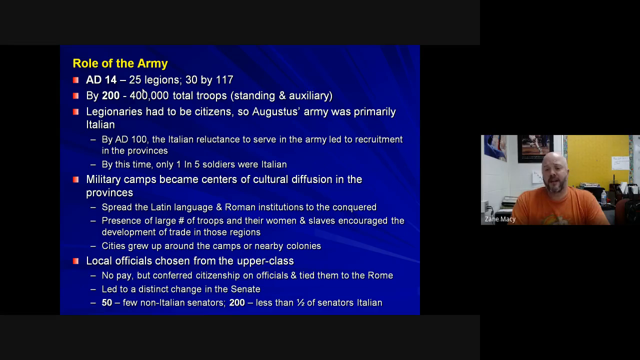And if that's the case, they probably end up taking a wife from the local population as well. Like I said, those military encampments, as time goes on, turn into something more permanent. Towns become villages, villages become towns, towns become cities. Now, in most cases, local officials remain in power.